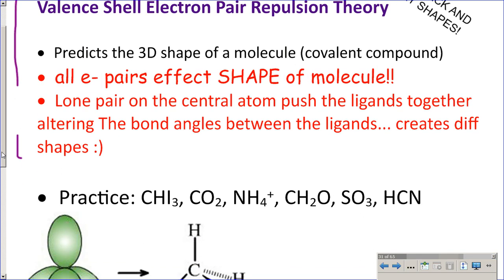But from this, we said VSEPR, valence shell electron pair repulsion, is causing the atom to shift around the bonds because those big, huge lone pairs are repelling. It's going to make a shape. That shape we've been practicing a lot so far. The last thing that I don't know if I mentioned was the bond angles between the ligands, they'll change.